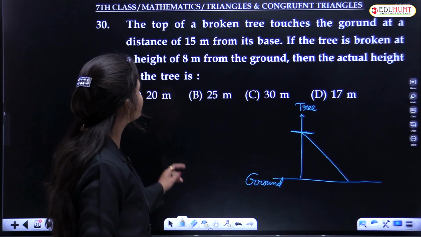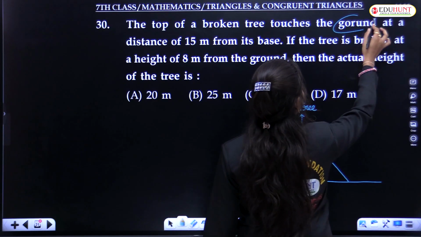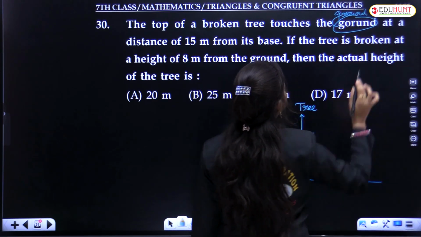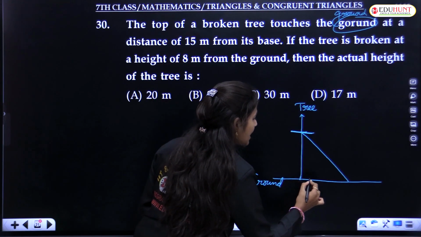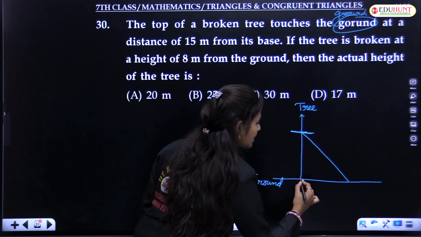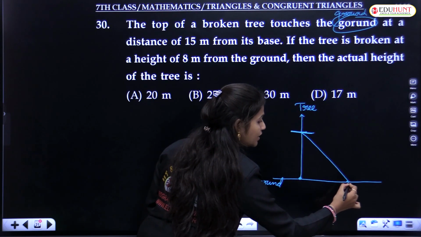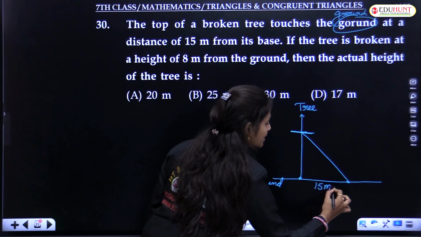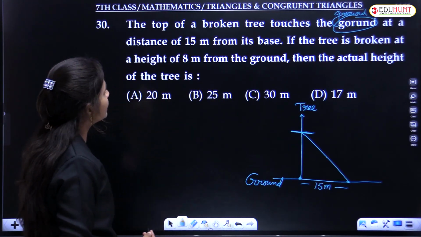Now here what they are saying, it touches the ground. There is a spelling mistake they have given, that is the ground. Okay, at a distance of 15 meters, which means from the bottom of that tree, and here this is the top of the tree, no? So the distance between these two points is 15 meters.